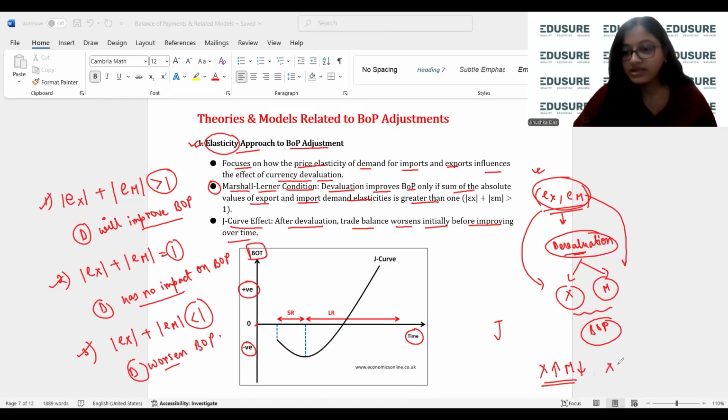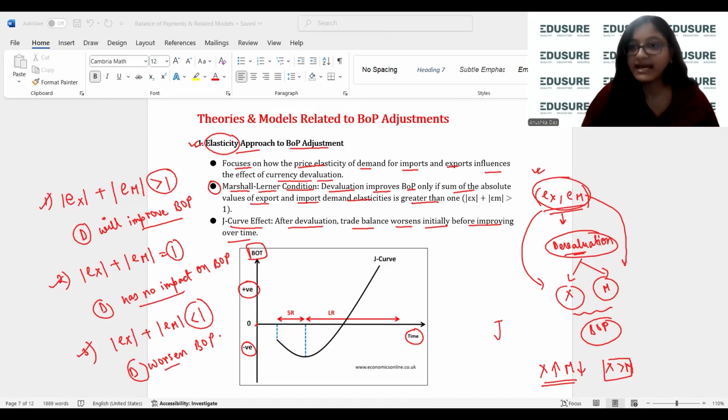See, if export is more than import, then your trade should be in surplus, not in deficit. But as soon as you devalue, this is a time-consuming process. The process that export will go up and import will come down does not happen instantaneously. Suppose today you devalue your currency. It's not that from the next day onwards your export will go up and your import will come down. It takes some time lag.